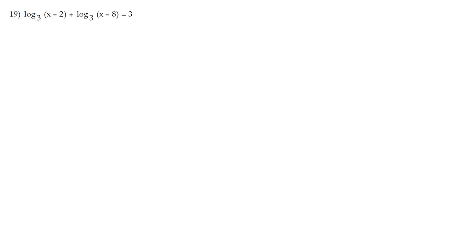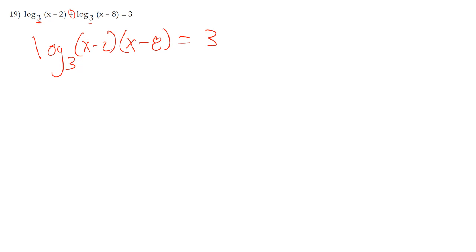Okay, on this one, we need to do a little bit more work. And so we have to put this as one logarithm. Remember, we want to get the log by itself, but there's two logs. Luckily, they're the same base, and they're added together. So we saw properties of logs where addition came from multiplication. So I could put this together as log base 3 of x minus 2 times x minus 8 equals 3.